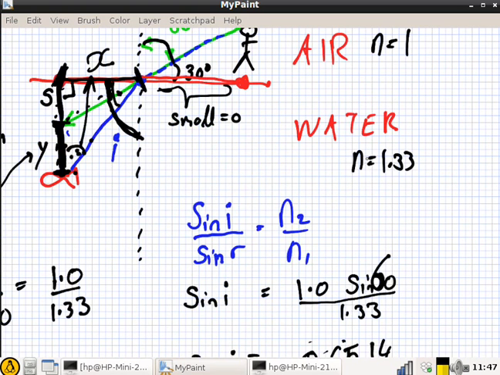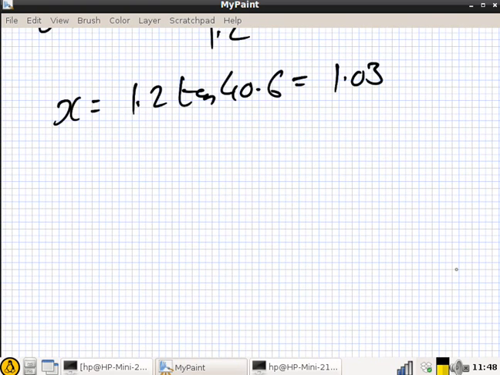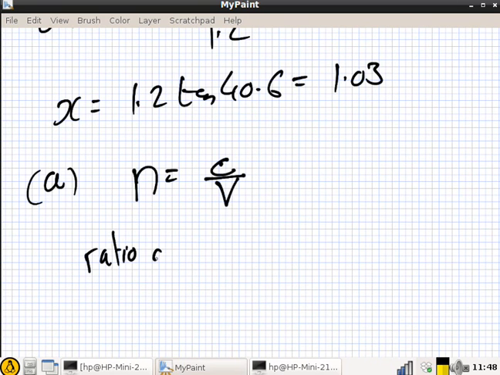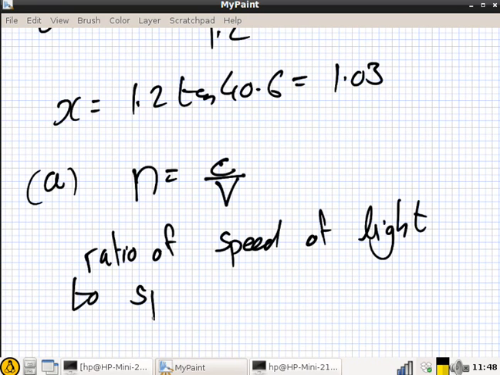Okay. This question here had an A part as well. I'll just write it down here. The A part is they wanted the definition for n. So what's the definition of n? No, the other one. C over V. How can you put this in words? Ratio. Yeah, okay, good. The ratio of the speed of light to speed in medium.